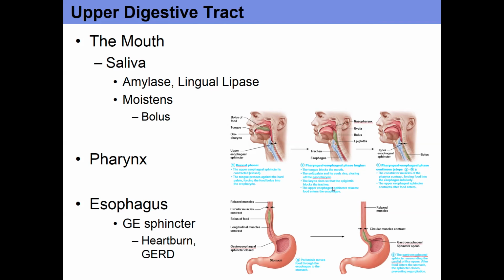You can see it here, and then it continues through peristalsis. So again, we're going to get that contraction, so contraction up here, relaxation here, contraction, relaxation, and that's going to force the food all the way down the esophagus and into the stomach. Down here you see the gastroesophageal sphincter. That's what GE stands for. So the gastroesophageal sphincter is down here.